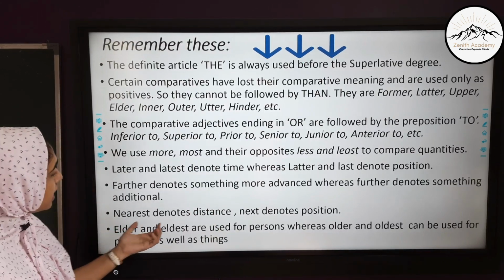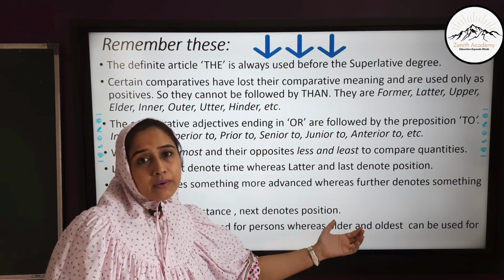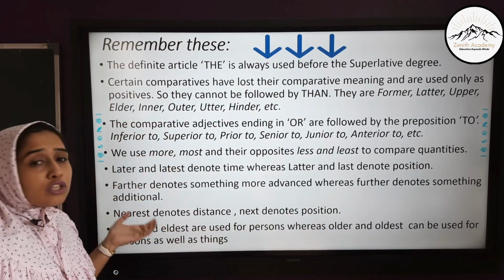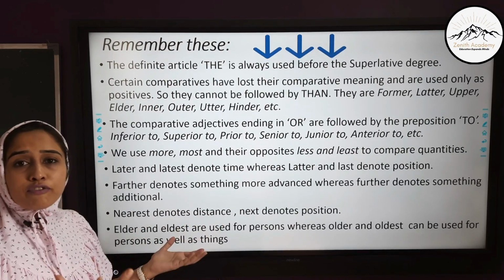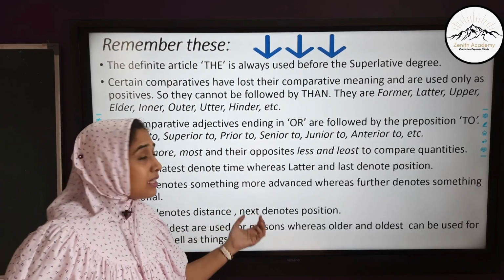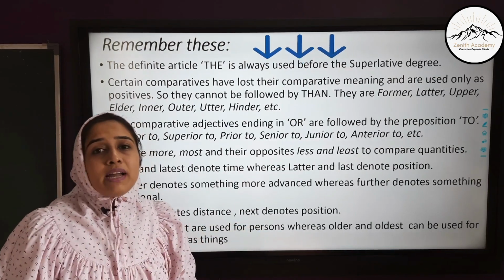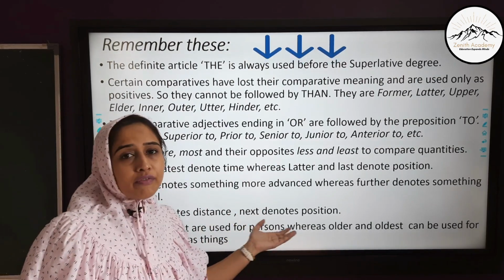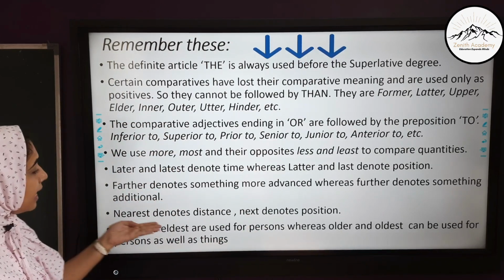Next is nearest and next. Nearest denotes distance and next denotes position. When I say the shop is nearest to my house, that is the distance between the shop and my house. The shop is next to my house means the shop is exactly next to my house, which denotes the position of the shop.